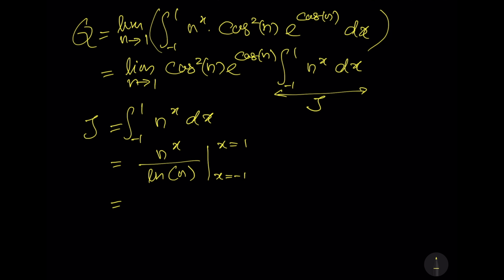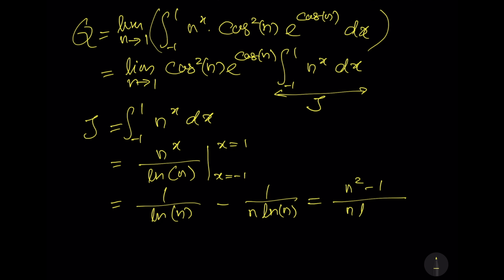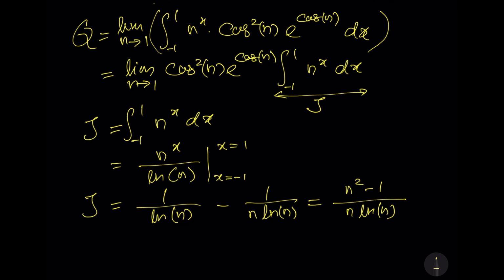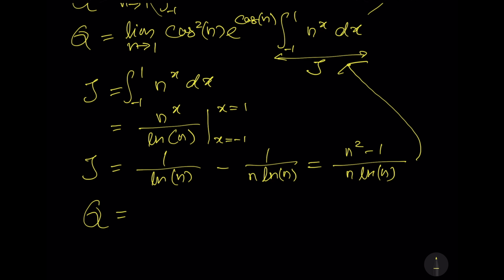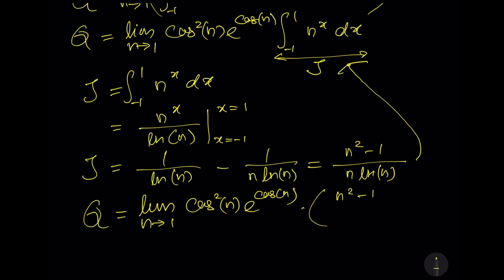Putting x equals to 1 and negative 1, we have 1 over natural log n minus 1 over n multiply natural log n, which is equals to n squared minus 1 divided by n natural log n. Put the j we found just now back to q. Q becomes limit n goes to 1, cosine square n e power cosine n, and then n squared minus 1 divided by n natural log n.